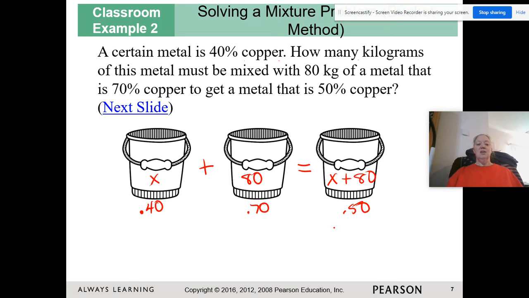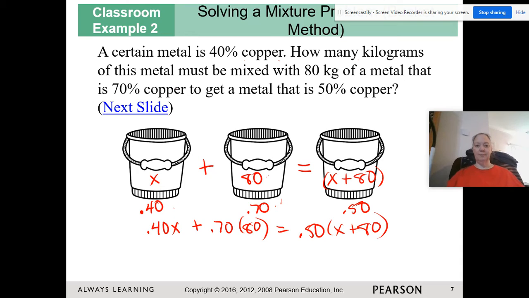All right. Now, remember how I said you always take the percent and you multiply it times the amount. So we're going to multiply these two together. So 0.40x plus, we're going to multiply these two together. The percent always gets multiplied by the amount is equal to, we're going to multiply these two together, but this is two terms, so we have to put it in parentheses. 0.50 times x plus 80. All right.